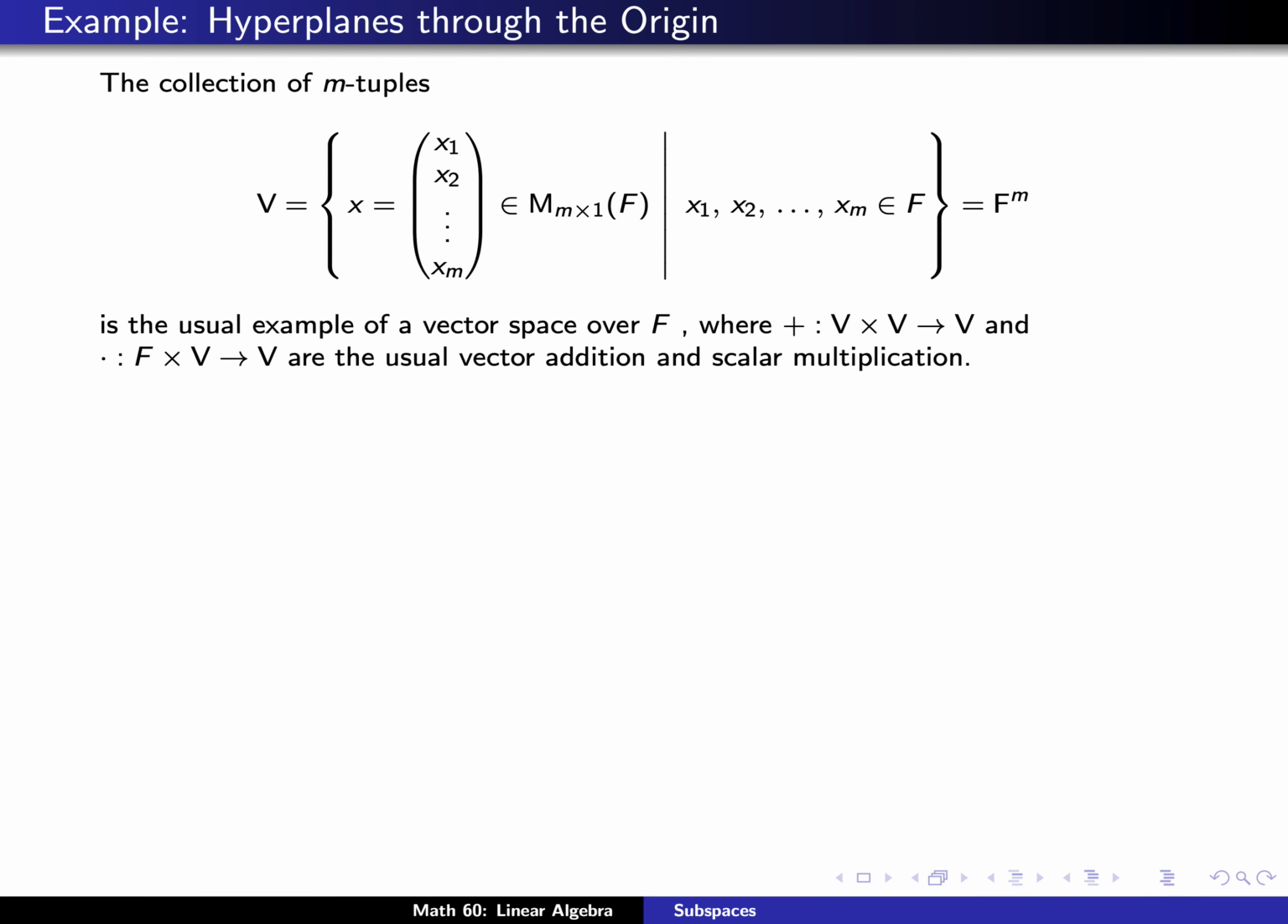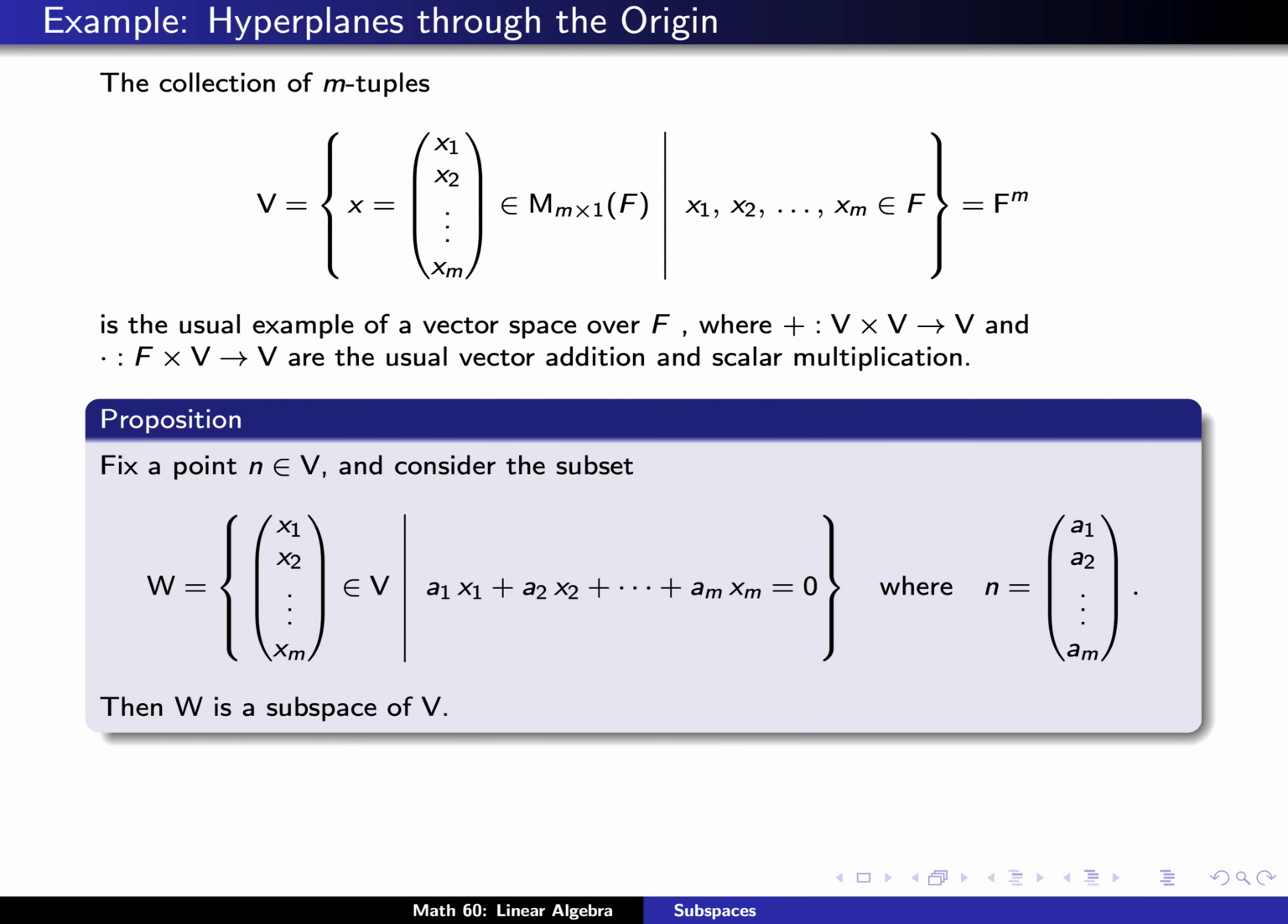Let's give another example. Say that we have the collection of M tuples, like the way we began the lecture. Remember that we know that this here forms a vector space where plus and dot are the usual vector addition and scalar multiplication, respectively. We're going to form a rather strange looking subspace. Fix a vector n in our set V, and let's consider the following subset. Here we'll let the vector n be the M tuple that has components a1, a2, and so on down through a sub m.